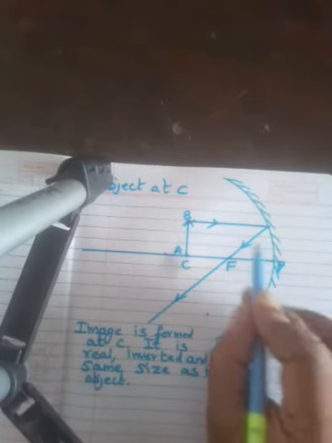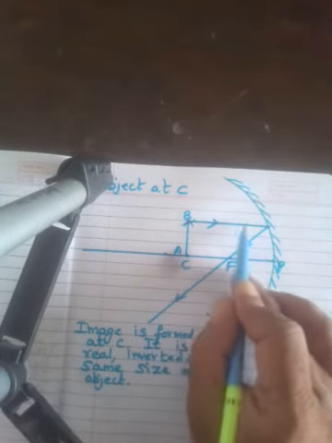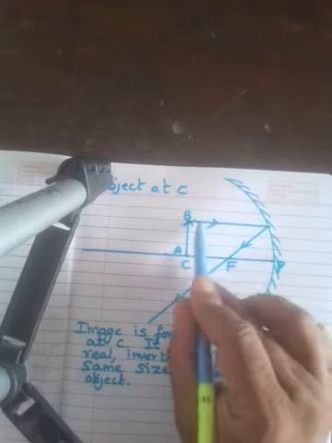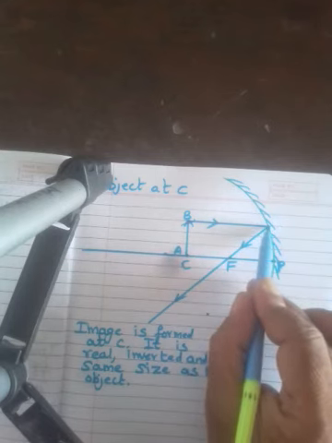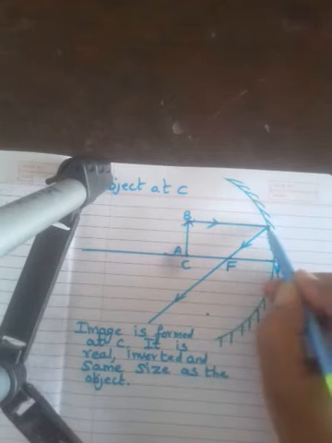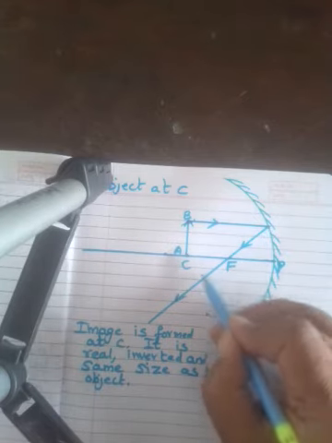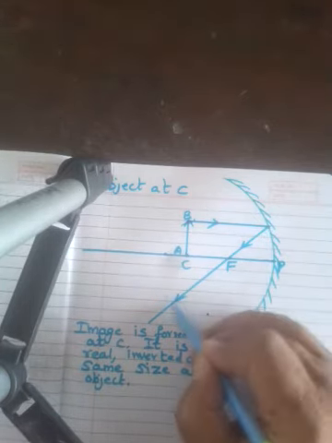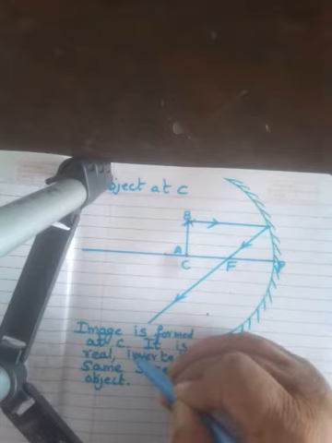So I have drawn one ray of light from B which is parallel to the principal axis. This is the principal axis, and I have drawn it parallel to it. This ray of light, after striking the mirror, will get reflected passing through the focus. I have drawn the reflected ray also passing through the focus.